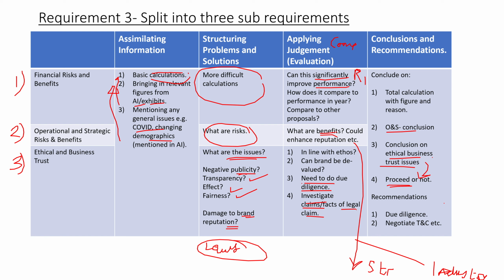Recommendations, try and put as many as you can, maybe 4 or 5. That's what I try to do. So you might need to put due diligence, negotiate terms and conditions. Just put as many as you can think of, okay? And in that way you would have addressed all the requirements.